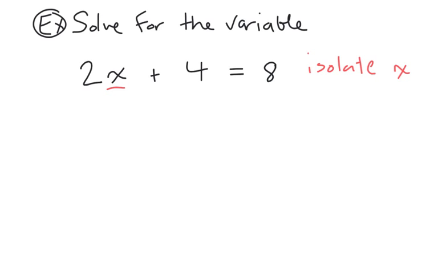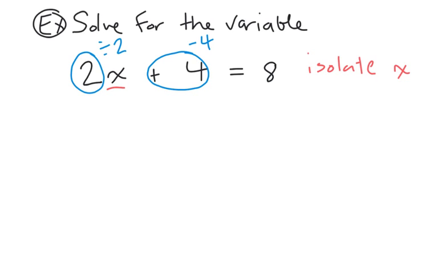You have to ask yourself, what is the opposite of multiply by 2? The opposite of multiply by 2 is divide by 2. Again, you have to ask yourself the question, what is the opposite of plus 4? The opposite of plus 4 is subtract 4. And what you do to one side, you're going to have to do to the other side. So I'll be showing you how to do this shortly.